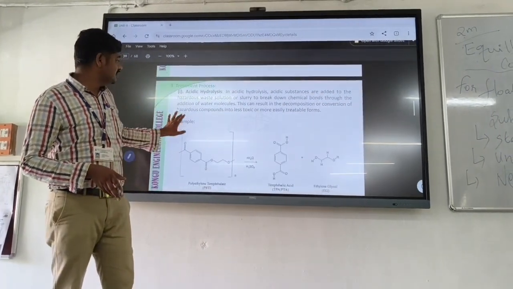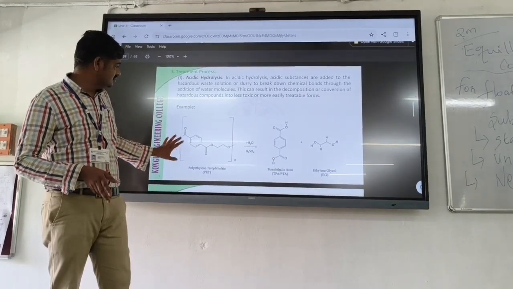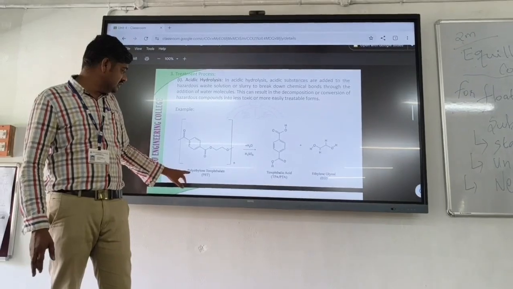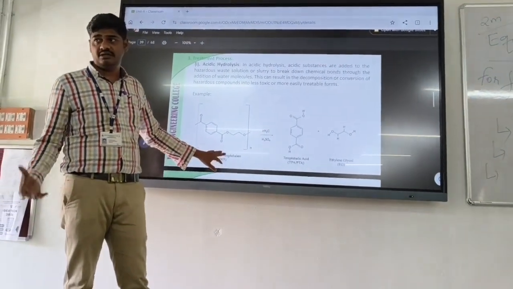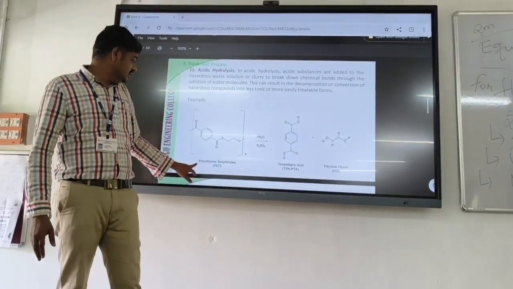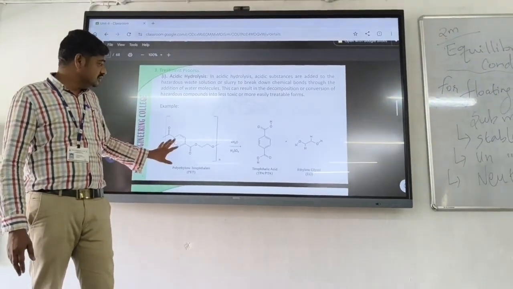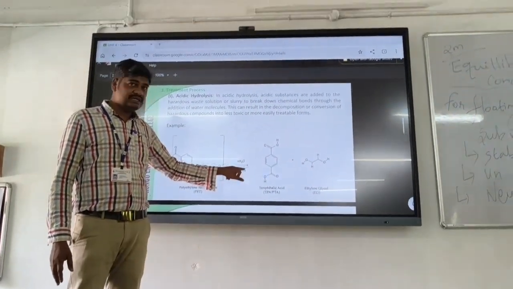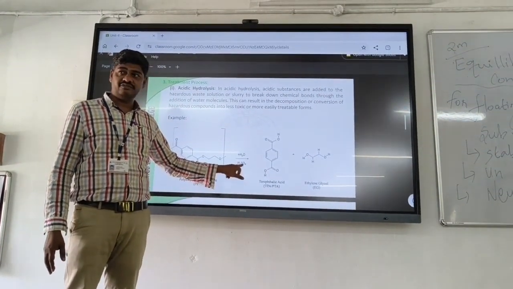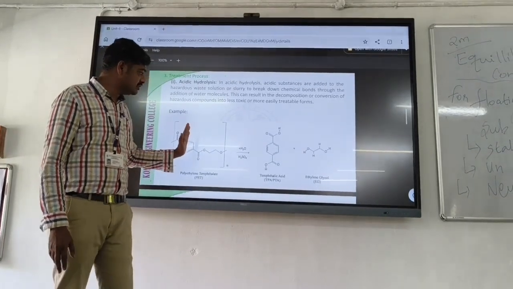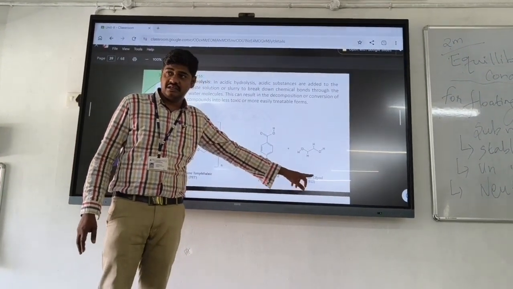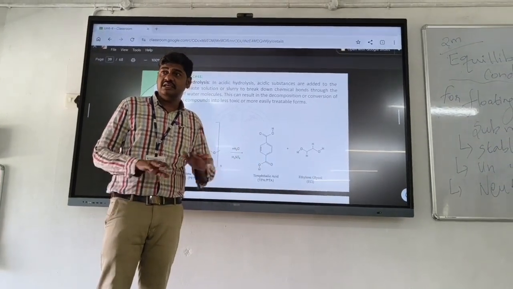Then the treatment process. Components like PET bottles, like drinking bottles, are made up of polyethylene terephthalate. By using acidic agents, like sulfuric acid, these compounds break down into terephthalic acid and ethylene glycol. So it will be easily treated.